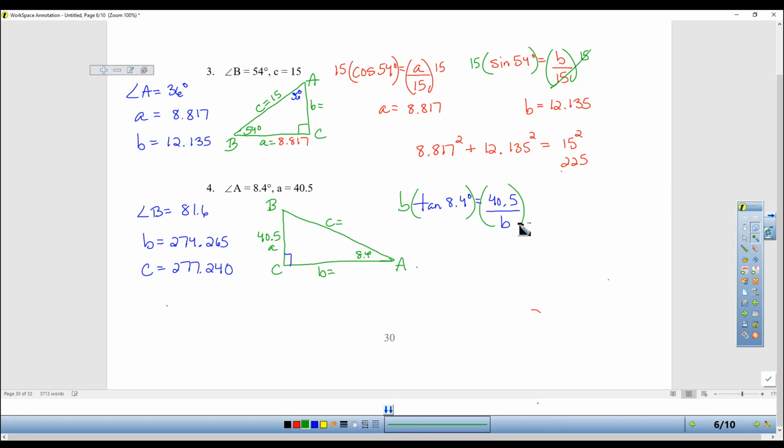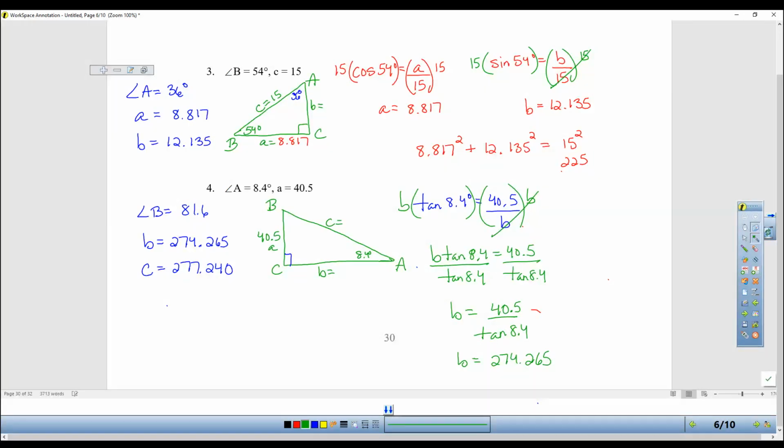Clear the fractions. Dividing tangent of 8.4 by 40.5 doesn't solve anything because the b is stuck in the bottom. You've got to get that b on top. So b tangent of 8.4 is equal to 40.5. And now you can divide both sides by tangent of 8.4. And you get b is equal to, and then you can just type this into your calculator. 40.5 divided by tangent of 8.4. And it's huge, 274.265.